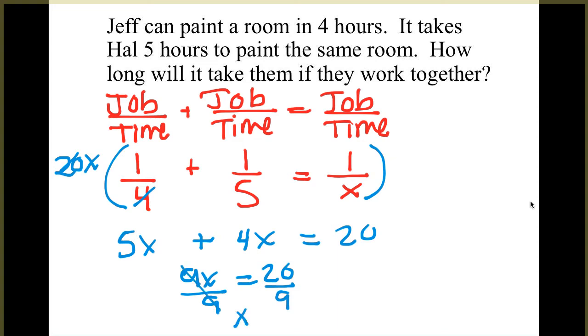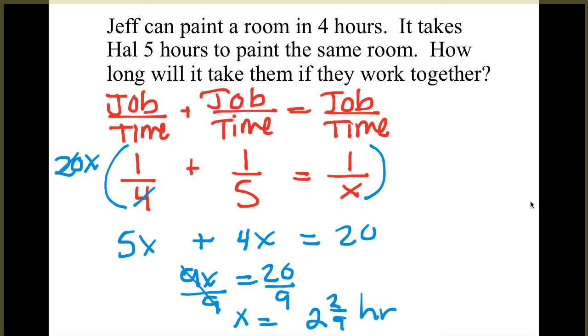And I know in algebra a lot we leave it in improper, but this is a word problem. You need to make sense of it. I don't know what 20/9th time is. So turn that into a mixed number. So when I divide 9 into 20, I get 2 full times. I have a remainder of 2, and I put it over 9. So what this means is they will work together for 2 2/9 hours.